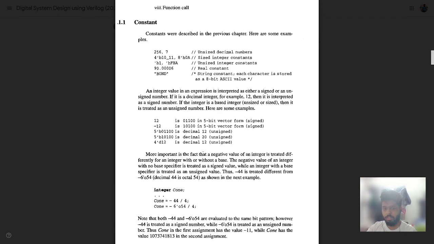Most important is the fact that a negative value of an integer is treated differently from an integer with or without a base. Thus, a negative value of an integer with no base specified is treated as a signed value, while an integer with a base specified is treated as an unsized value. Thus, minus 44 is treated differently from minus 6 or 54.